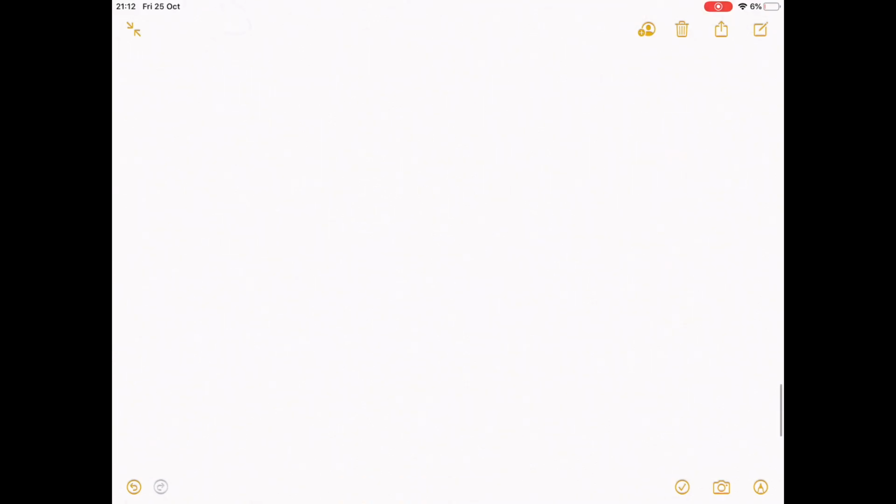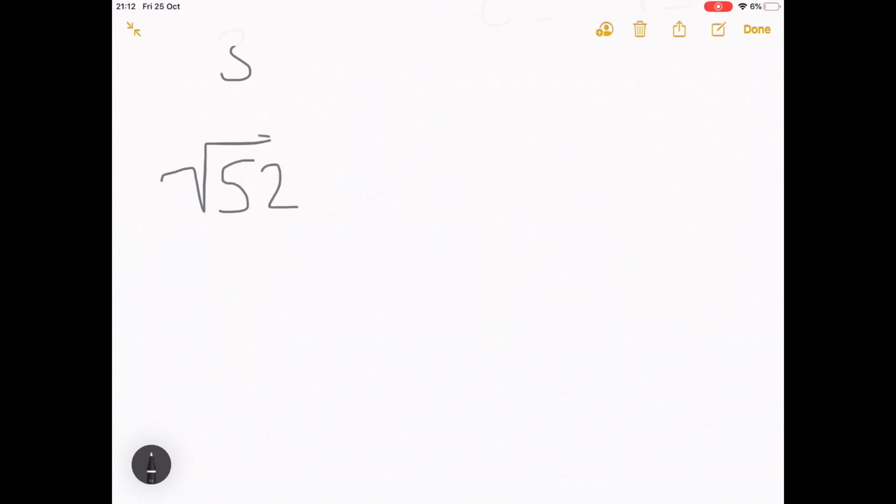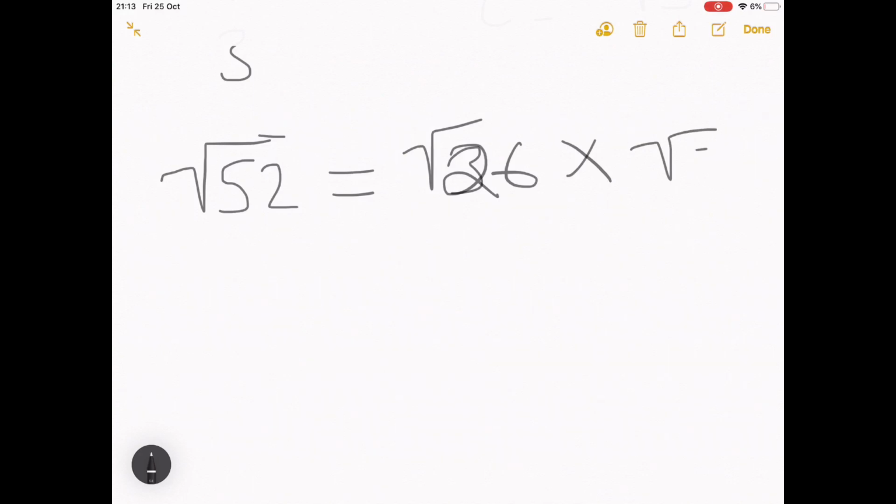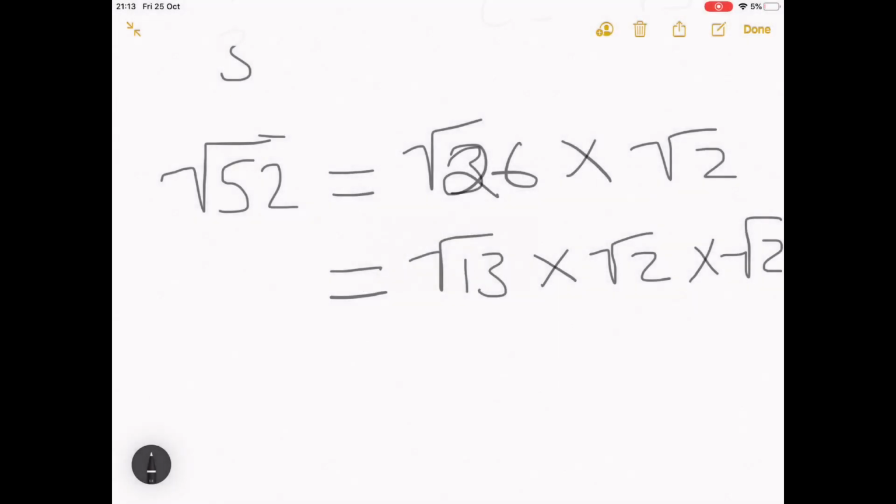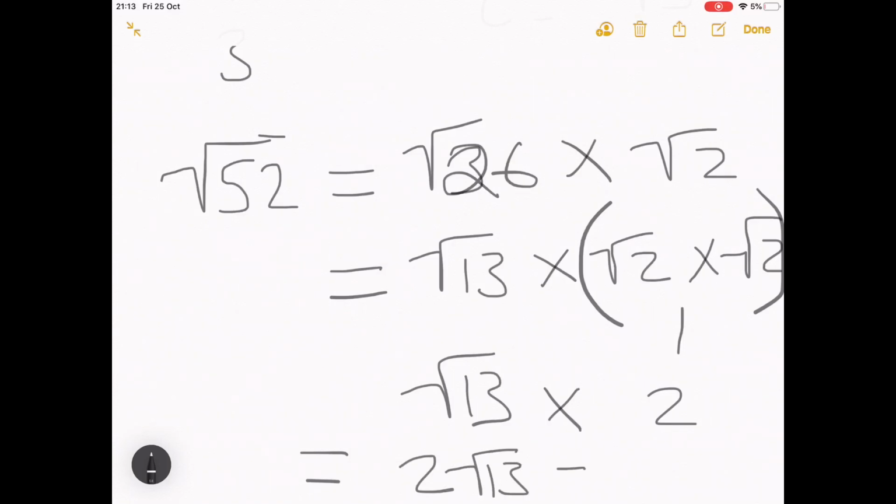So if we want to simplify root 52, we would find its factors. If we divide it by 2 to make it simpler, we could have root 26 times root 2. But it's still not there. So root 26 can be factorised even further into root 13 times root 2 times root 2. So root 2 times root 2 would just be 2, and then we have 2 times root 13, which is 2 root 13, so the answer is A.